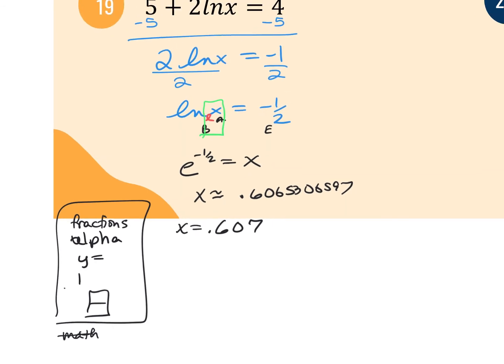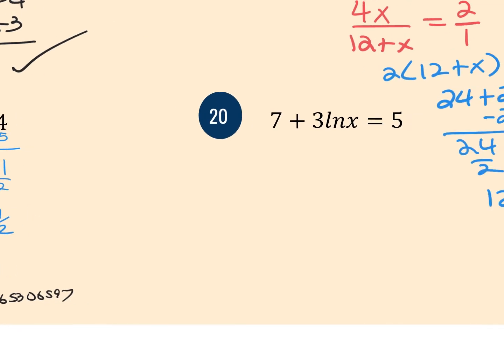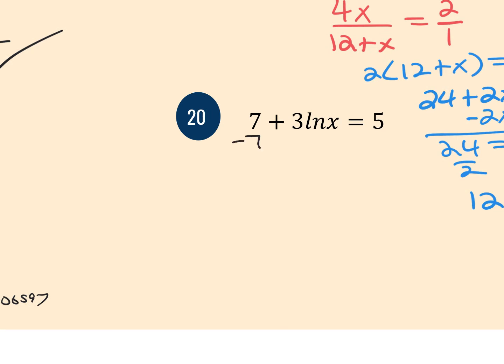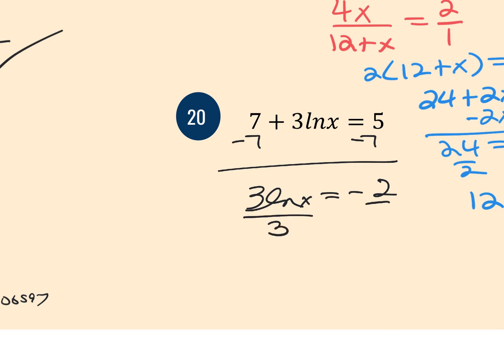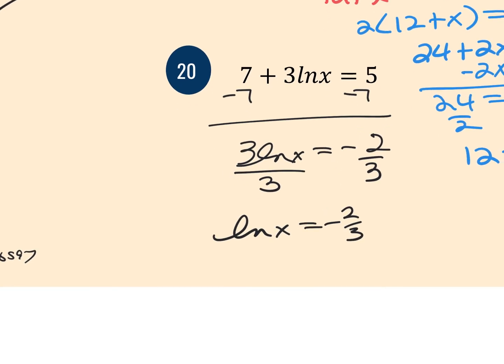All right, the next one is the exact same thing for number 20. We're going to subtract the 7 first. And we get 3 ln x equals negative 2. Then I have to divide by 3. ln x equals negative 2/3. Same thing, it's in log form. I'm going to turn it into exponential. So again, remember the little assumed e here. So we're doing e to the negative 2/3 power equals x.